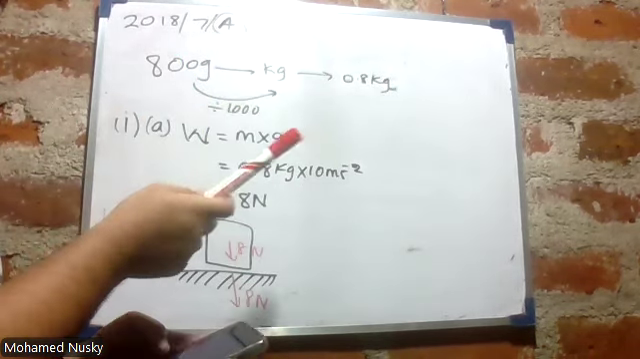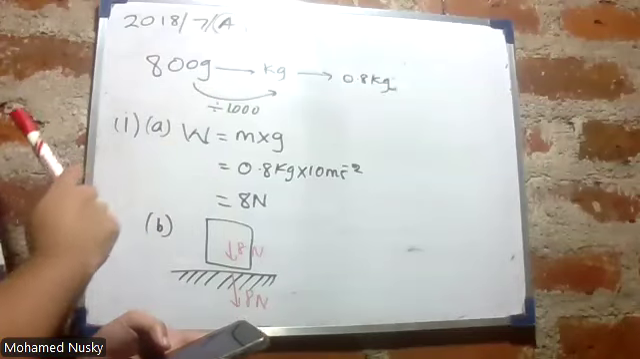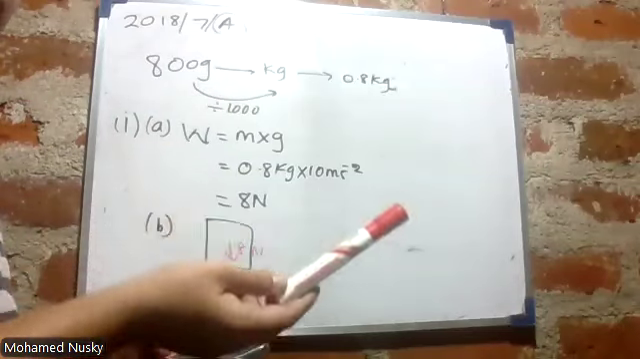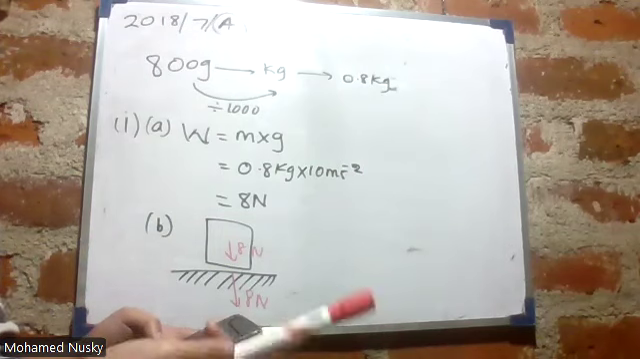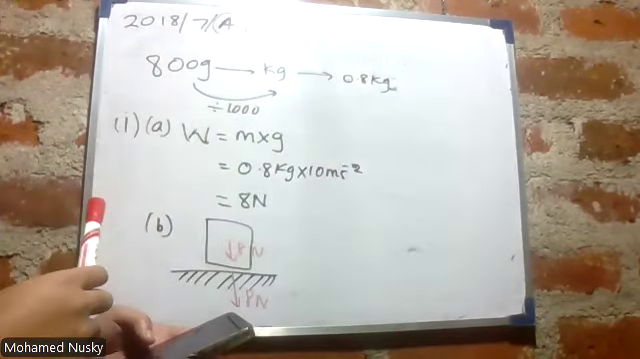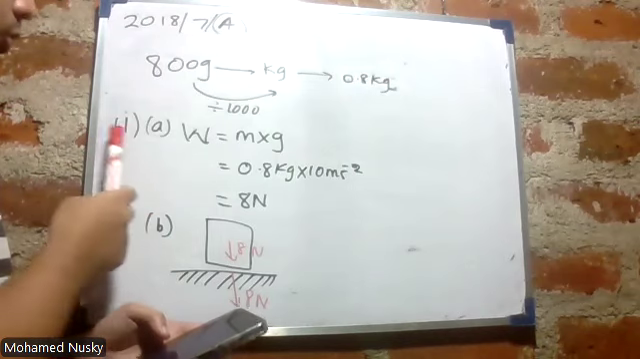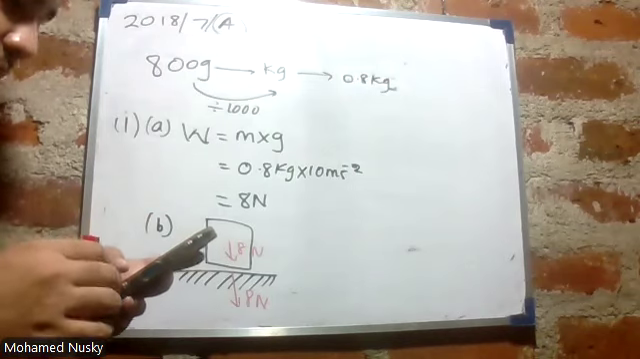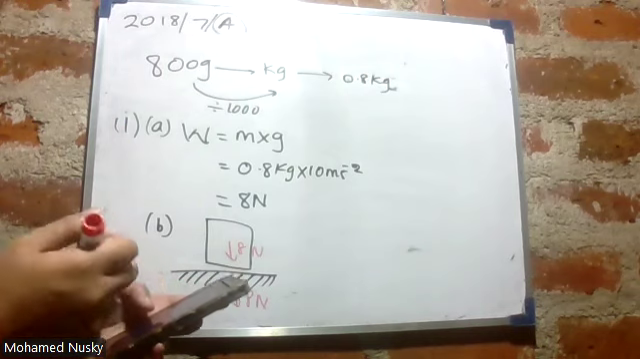How are you going to convert? We should divide this by 1000. To convert kilogram to gram, we should multiply by 1000. So if I convert it, we will get 0.8 kilogram. So in Roman number 1, A part, calculate the weight of the block of wood.